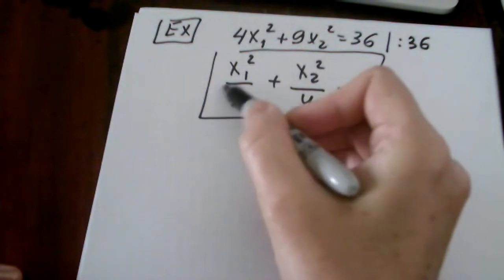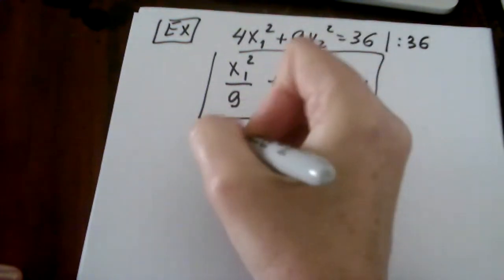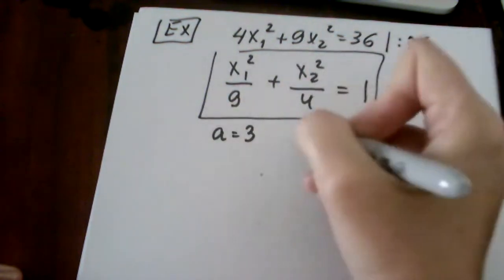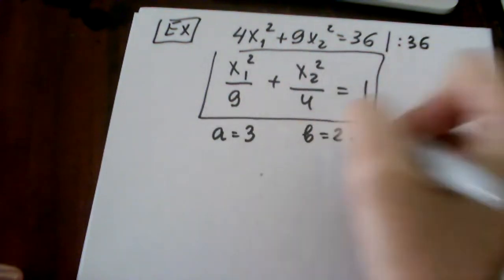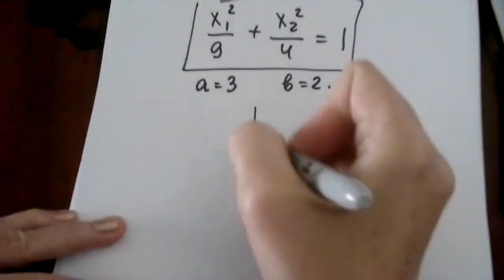Of course, you recognize this guy. This is a squared, and this is b squared. So a squared is 9. That is why a itself is 3, and b is equal to 2. So now we are quite prepared to draw this ellipse.